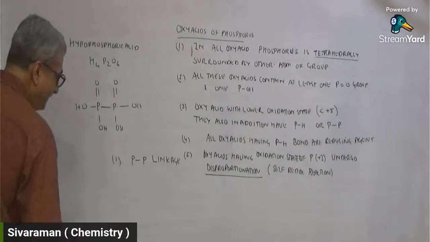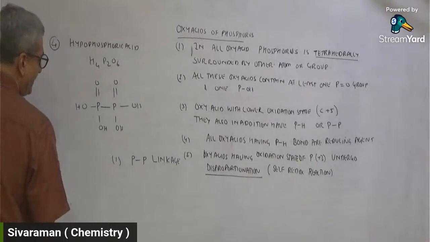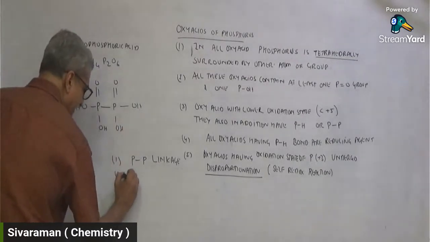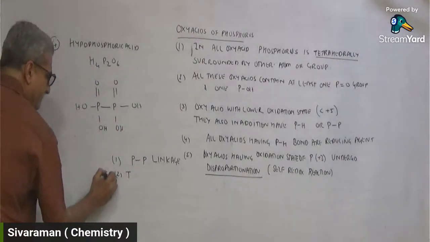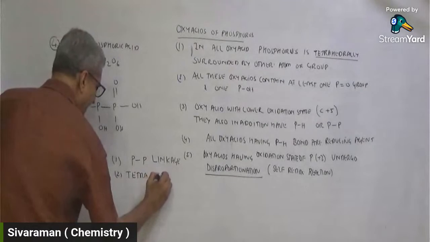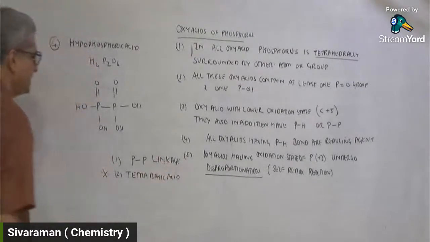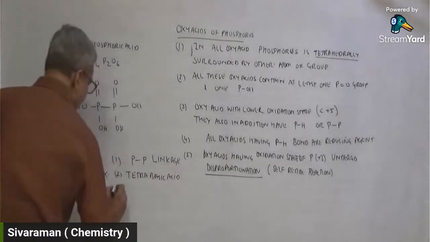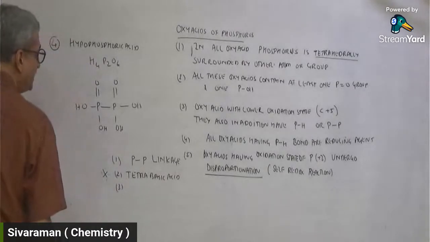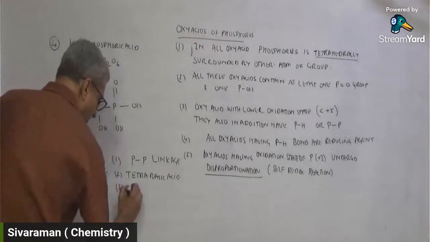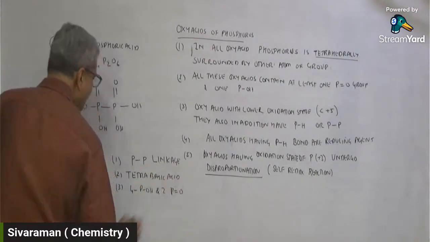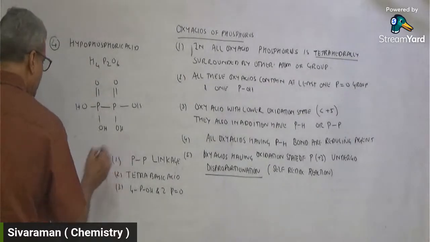Yes, so PP linkage is the first one. How many OH groups are there? 1, 2, 3, 4. So what can we say? It's a tetrabasic acid, a very, very important point. That means it will give 4H plus ions. Second, third is what? You have to know that it has 4 POH and 2 PO bonds. This is also something which they ask. More important is the PP linkage.